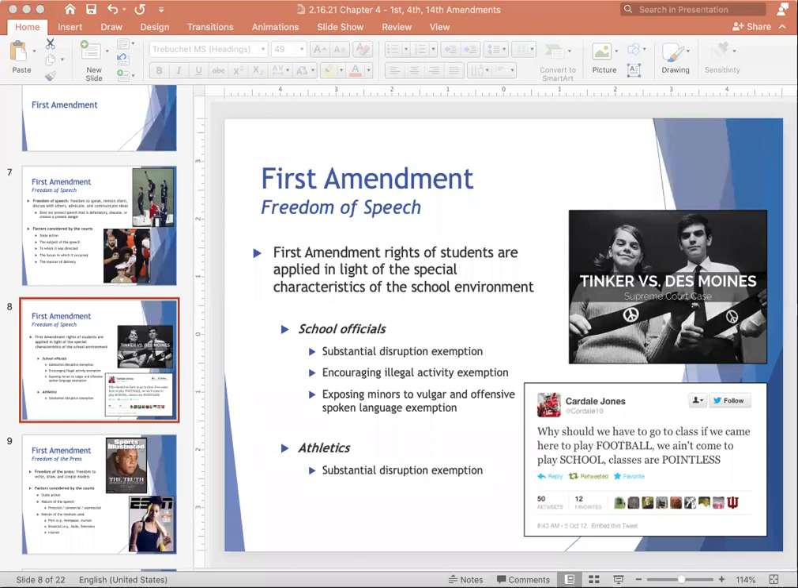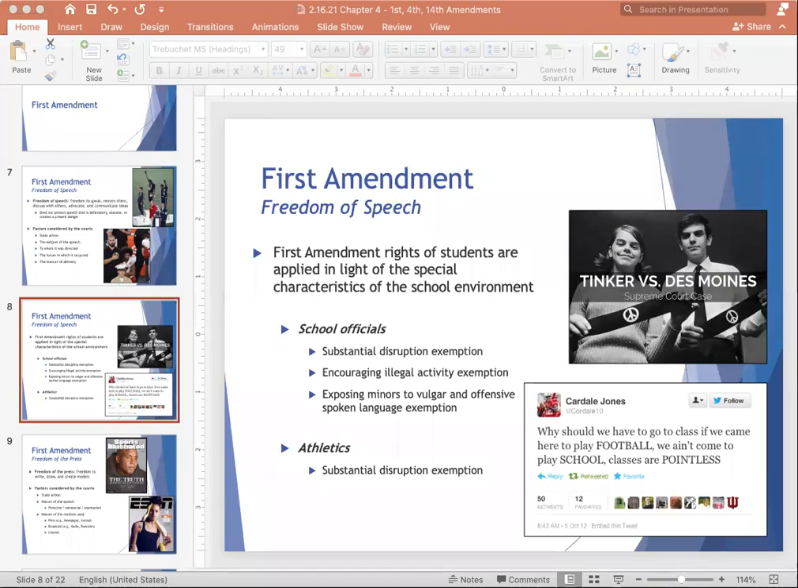However, their speech cannot substantially and materially interfere with the operations of the athletic department or collide with the rights of others. Now, when thinking about speech that is substantially disruptive, it needs to do more than just merely be uncomfortable or unpleasant or unpopular.